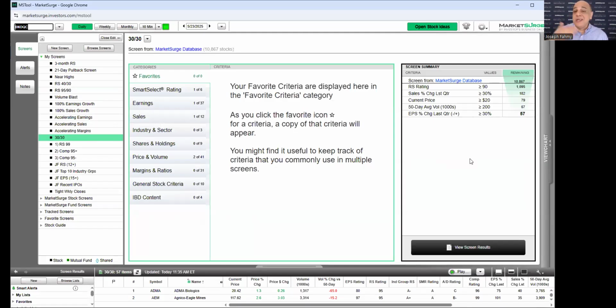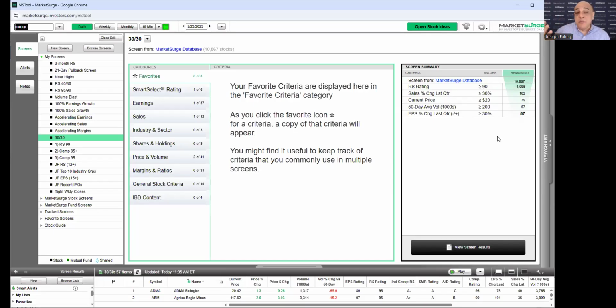Relative strength from 1 to 99, and I call it MarketSmith. It's MarketSurge now, but it's just habit. I've been using MarketSmith forever. In the MarketSurge database, you can see there's over 10,000 stocks in the top right there. They're ranked from 1 to 99. Let's just take 90 or above.